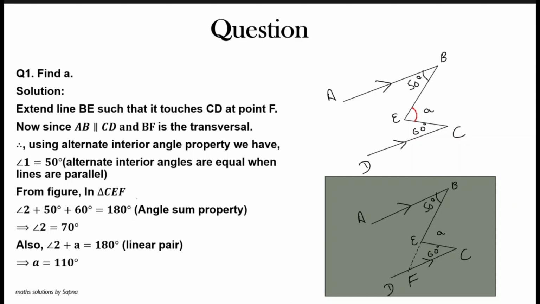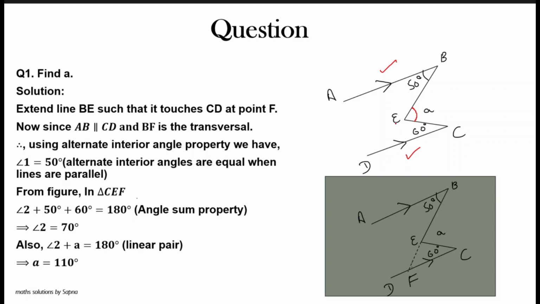So over here we need to figure out what A is, right? So first of all, as you can see, line AB is parallel to CD. We get to know that because there are arrows on the line. But we can't see a proper transversal which is touching AB and CD both, right? So first of all, what I can think of is that I can extend this BE. Why I'm extending it? Because I don't have a clear picture of a complete transversal, right?